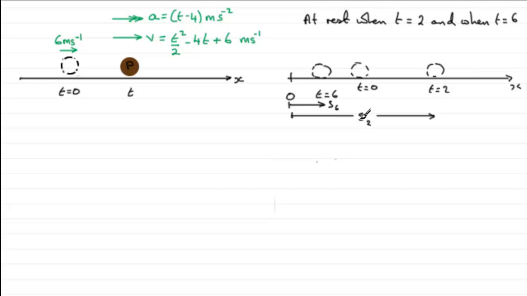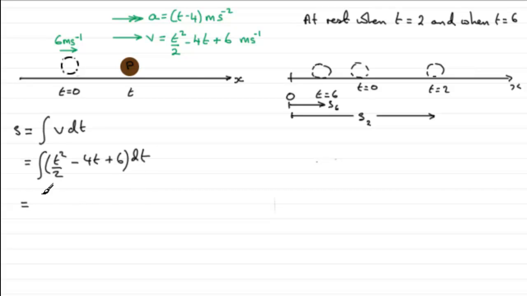So to get that distance I just need to do S2 minus S6. Now to get displacement we should be familiar with the fact that you have to integrate v, the velocity, with respect to time. So that's our starting point. We're just going to look at s. s is going to be, in general, the integral of v with respect to time. And if we substitute what we've got for v, we've got t squared over 2 minus 4t plus 6. We're integrating all of that, hence the brackets, with respect to time.